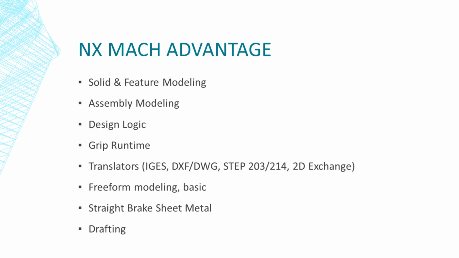You have your freeform modeling, so that's some of the surface stuff that we showed. We have a straight break sheet metal tool that allows you to show metal bends and do a flattening of them. And then we have drafting tools as well. And that's all in an NX Mach Advantage package. So it's a great package for a low-cost entry into NX.